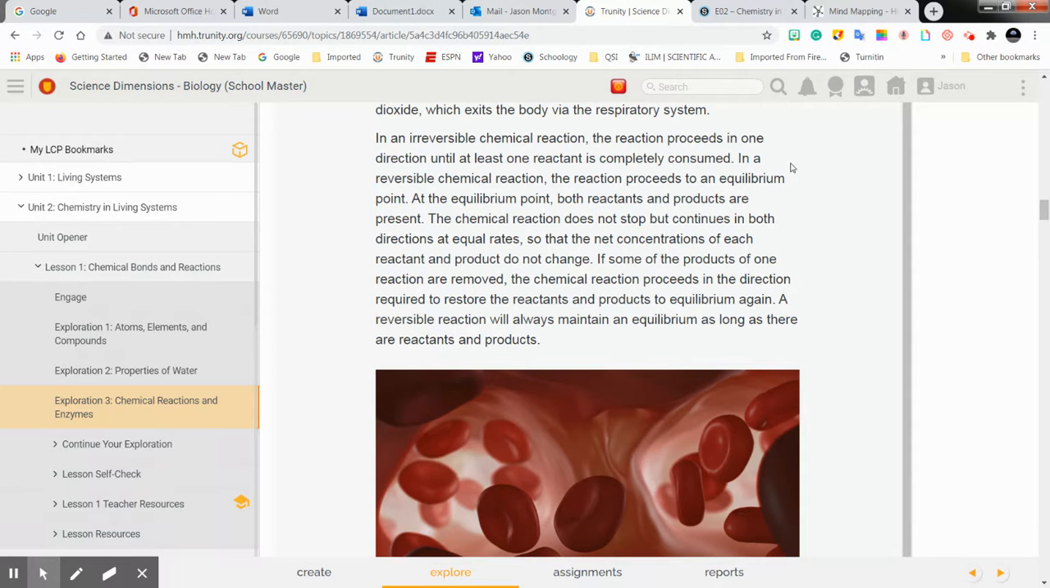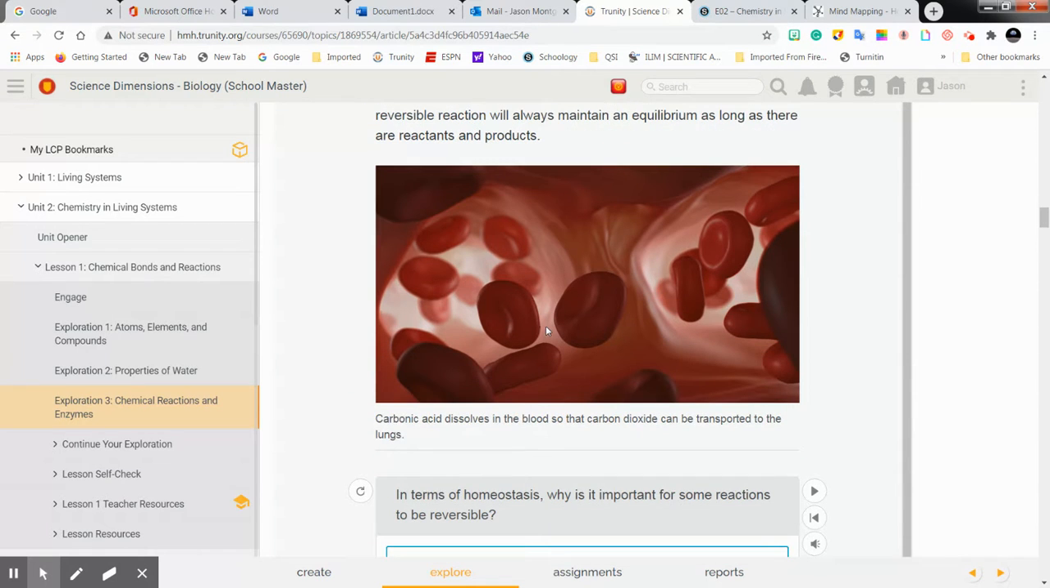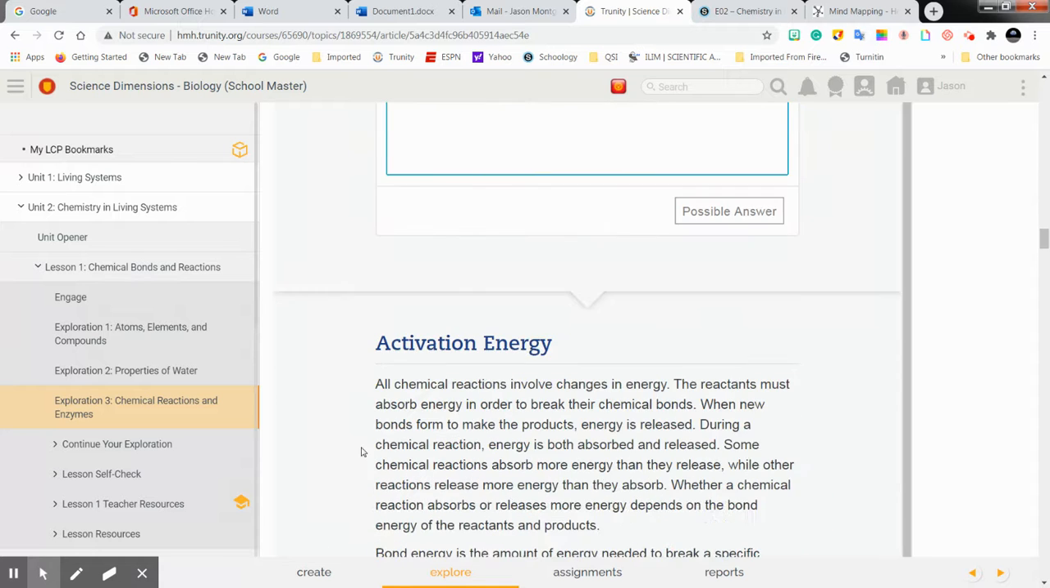Some processes contain a very important aspect of equilibrium because things change in the blood. So, for instance, carbonic acid dissolves in the blood so that carbon dioxide can be transported to the lungs. And so this process is constantly changing back and forth between 2 different chemical reactions.